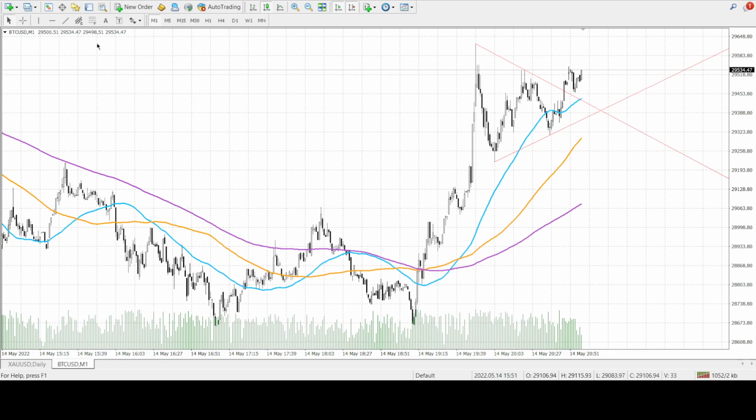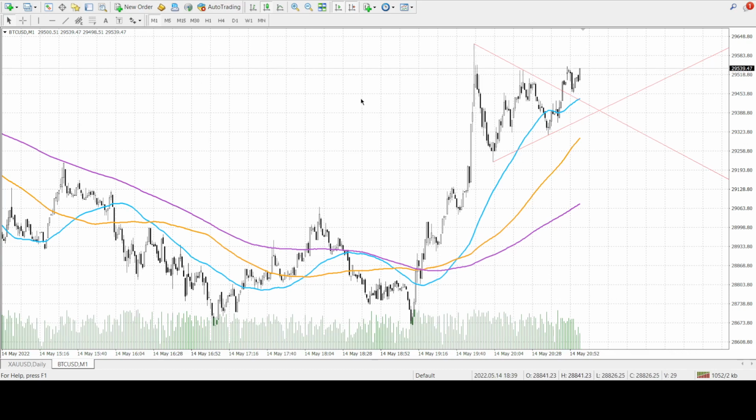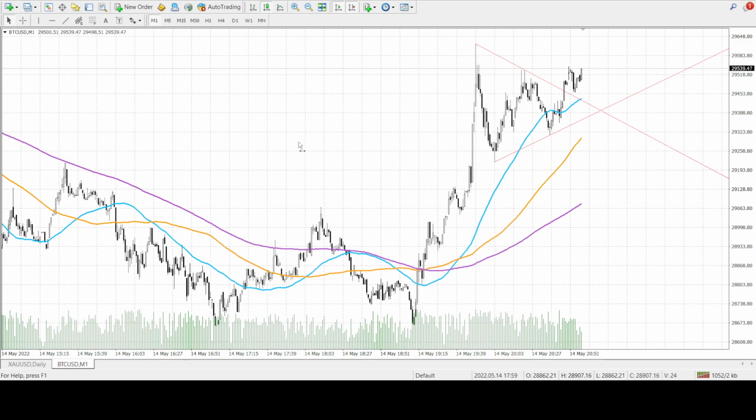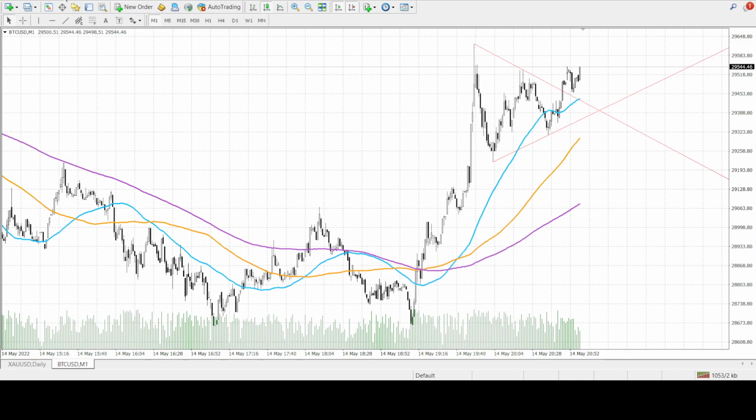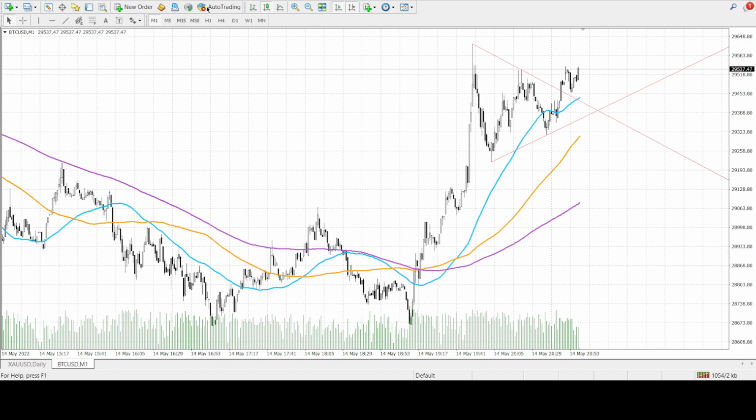Let me find it real quick. Again, I do this all from my phone. I don't really use this. Where is it? New order. There we go, F9. So we have our order here. We want to place a buy.